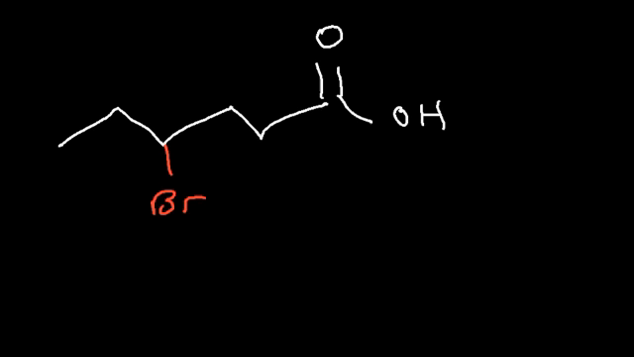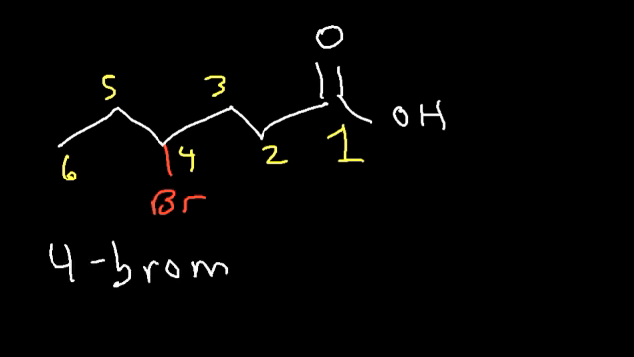So the next functional group that you need to be familiar with is the carboxylic acid. Let's put a Br on it. So the carbon that is part of the carboxylic acid is always going to be number 1. And because it's always number 1, you don't have to specify the 1. So the 6 carbons, instead of saying hexane, it's going to be hexanoic acid. So this is 4-bromo hexanoic acid.